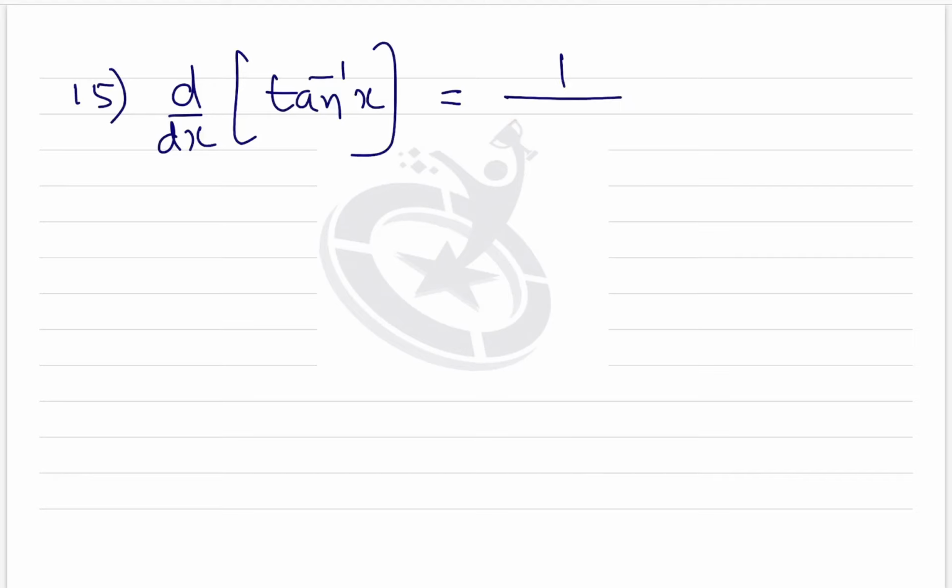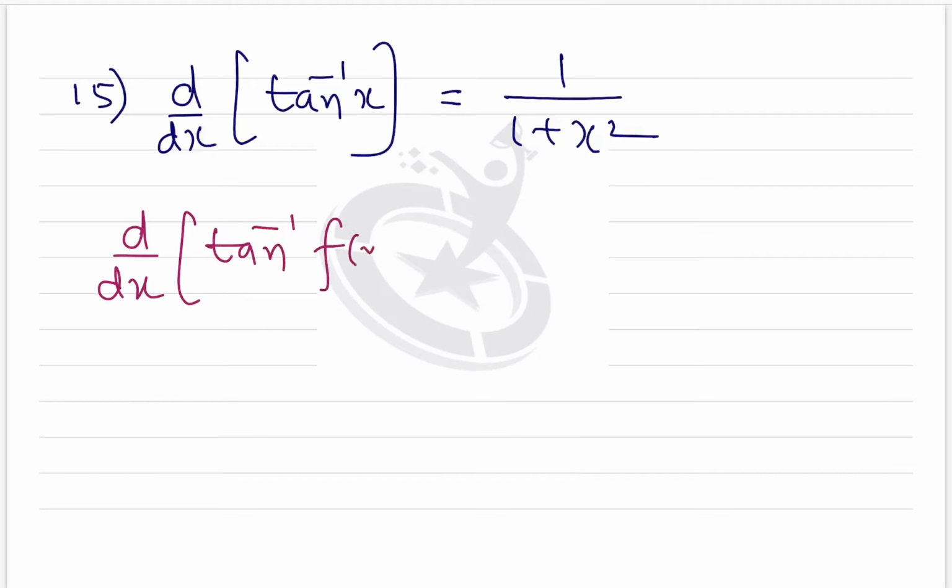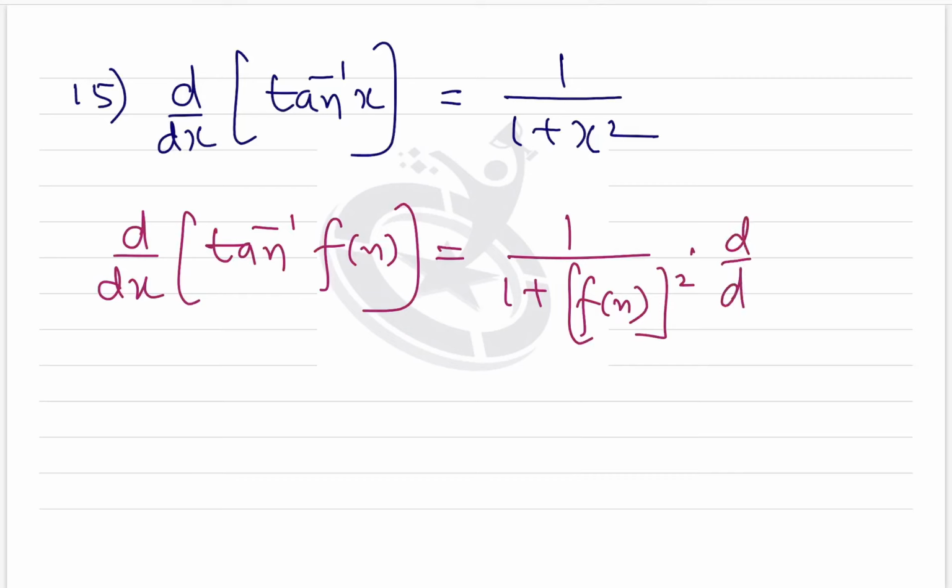Tan inverse x का derivative था 1 upon 1 plus x square, right? So इसका composite rule will be derivative of tan inverse f of x. So here the formula will be 1 upon 1 plus f of x the whole square into derivative of f of x. Now sine inverse and tan inverse again very important in terms of sums. There are a lot of questions in inverse circular functions, differentiation of inverse functions. So these two formulas are very important.